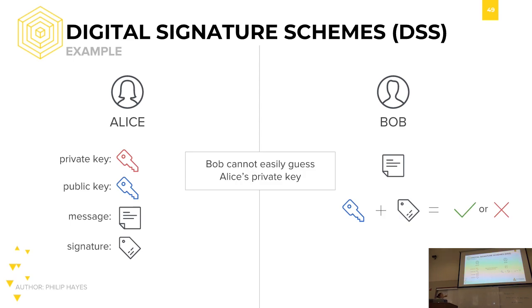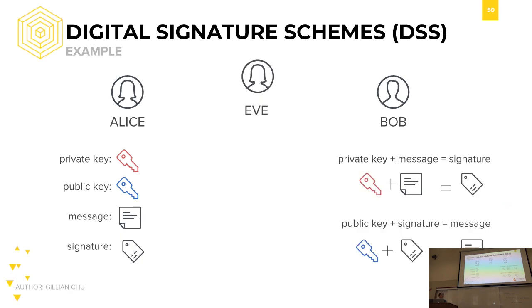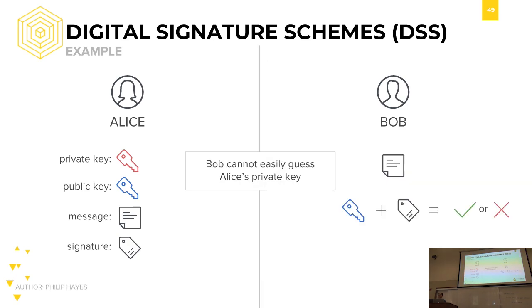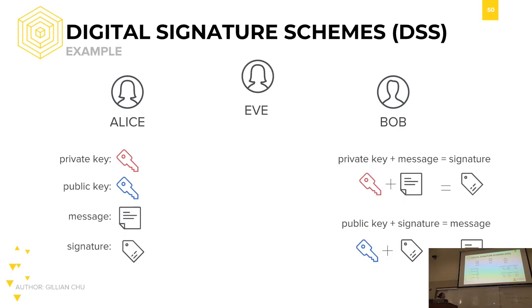This is a key point: Bob cannot easily guess Alice's private key, and we want to maintain that going forward. So Bob knows that the private key plus the message gives the signature, and the public key plus the signature verifies the message. This is how he's going to verify. Is everybody clear about these two statements? This should be relatively review.